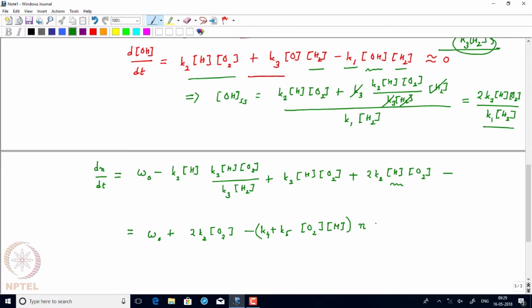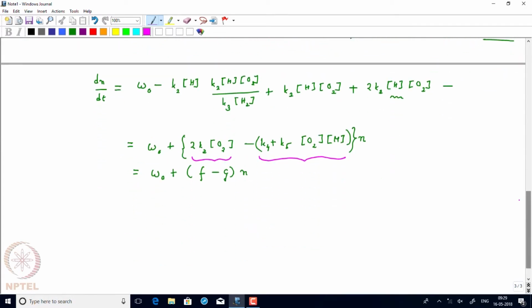Now what we can write about these terms is something like this. So we are almost done, but we will show it in a slightly different way. I am writing it, look at it carefully, as omega 0 plus f minus g into n, where f is this entire term and g is this entire term, so k4 plus k5 into O2 into M. Now this is just a notation.